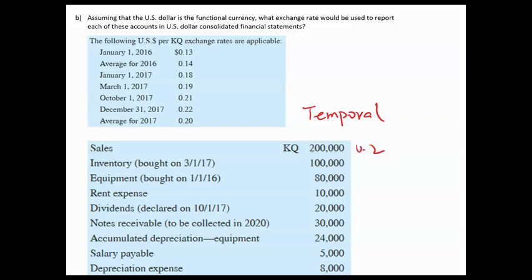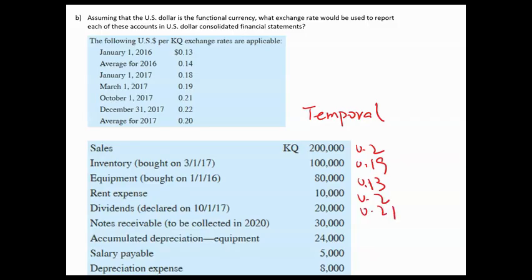Inventory, inventory is not a monetary account, so we use the historical rate. That's going to be the rate on March the 1st, which is 0.19. Equipment, historical rate, that's the rate on January 1st, 2016, which will be 0.13. Rent expense, most expenses we use the average rate, that's going to be 0.2. Dividend, historical rate, that will be 0.21.